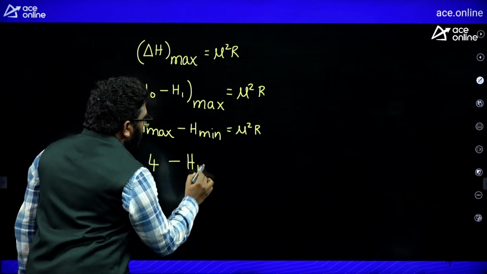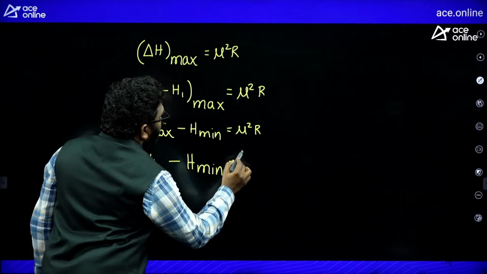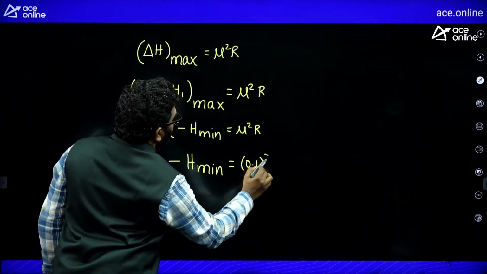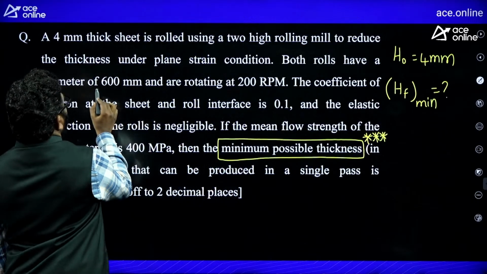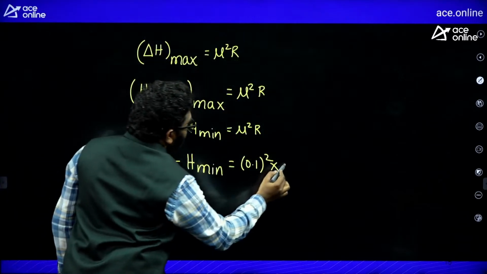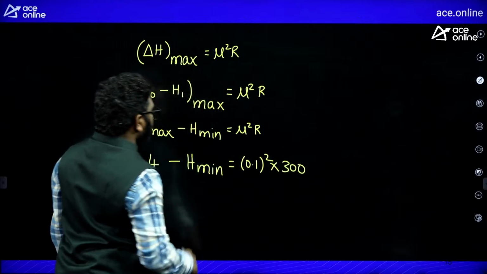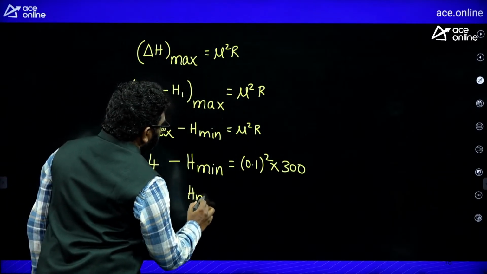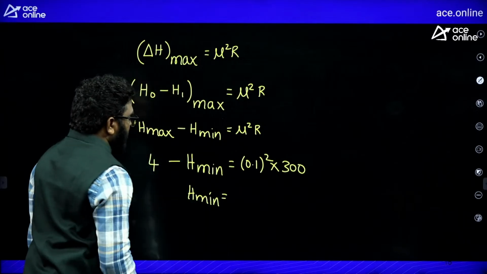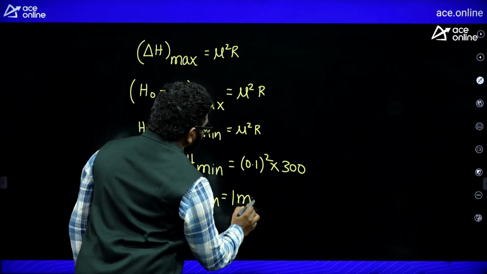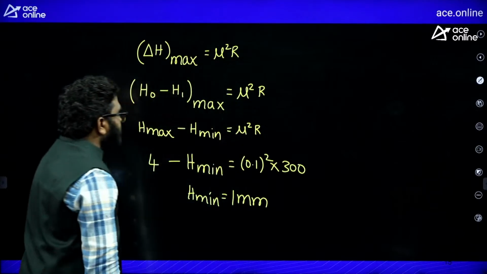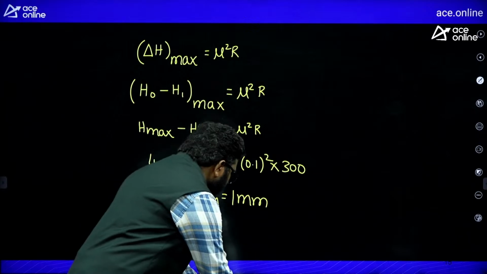Now, the maximum is 4, given in the question, the initial thickness, that is constant. Now, H minimum is equal to mu square R, mu is 0.1 whole square into R, diameter is given 600, so R is 300. So from this equation you will get H minimum is equal to 1 mm, I think so. Simple question here, very, very simple question.